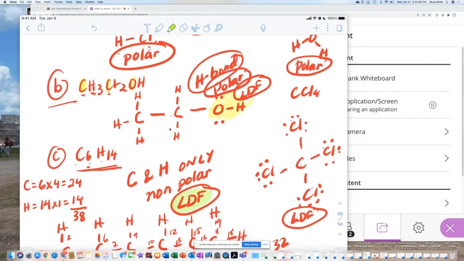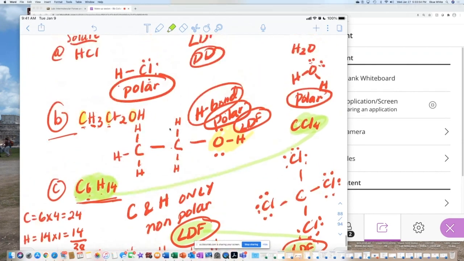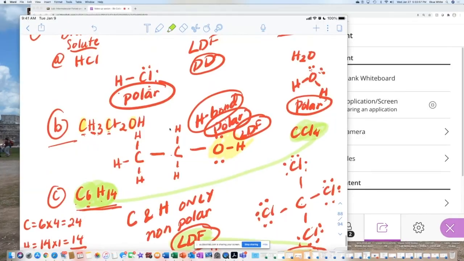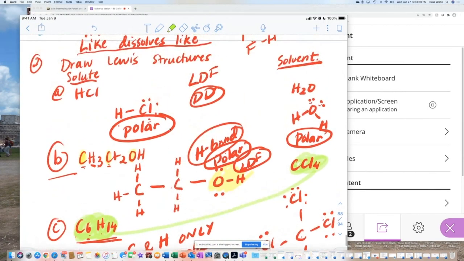Let me use a green color. This goes with this. It would dissolve. If you're in the lab and you're asked to pick a solvent that will dissolve, that goes with that because it's LDF and LDF, right? Very good.